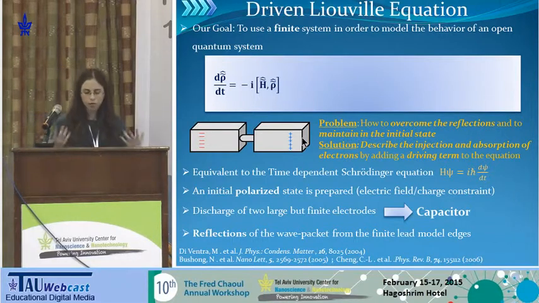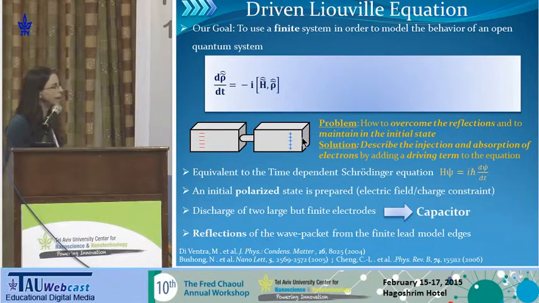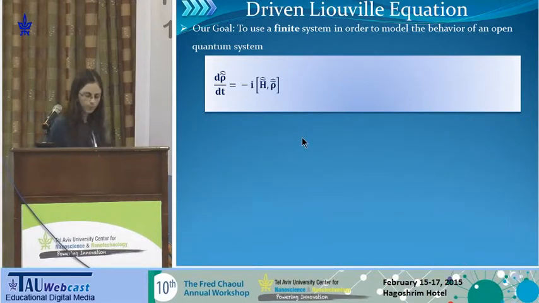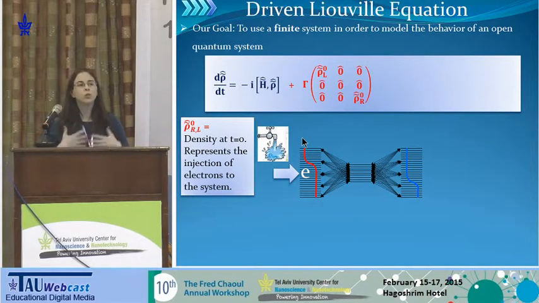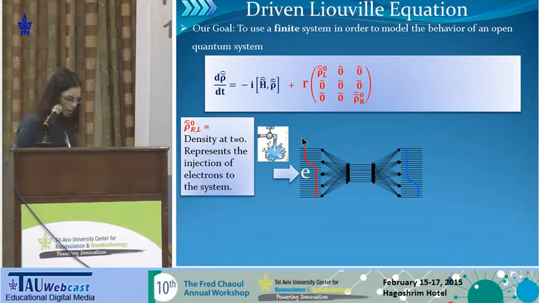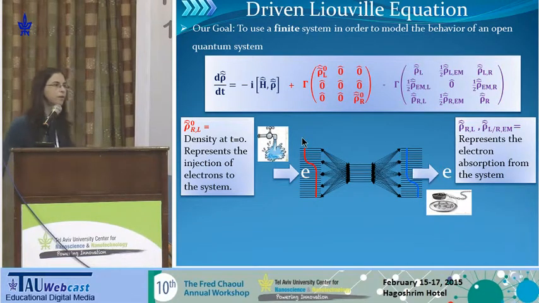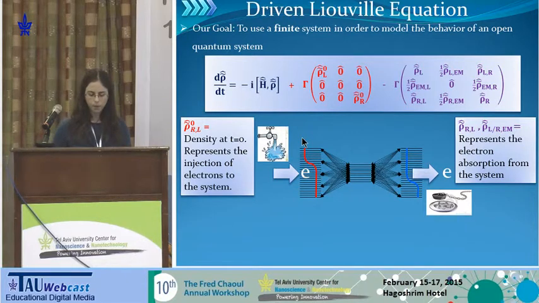So the problem here is how we can overcome those reflections and maintain our initial state. The solution is to describe the injection and absorption of electrons, and we do it by adding a driving term to the equation. The driving term has two parts. The first one is the density matrix at the left and right lead models in our initial state. This is with a plus sign, therefore it represents the electron injection into the system. The second part is with a minus sign, therefore it represents the electron absorption from the system, and we can see that we are damping the lead blocks and the lead-molecule coherence blocks as well.